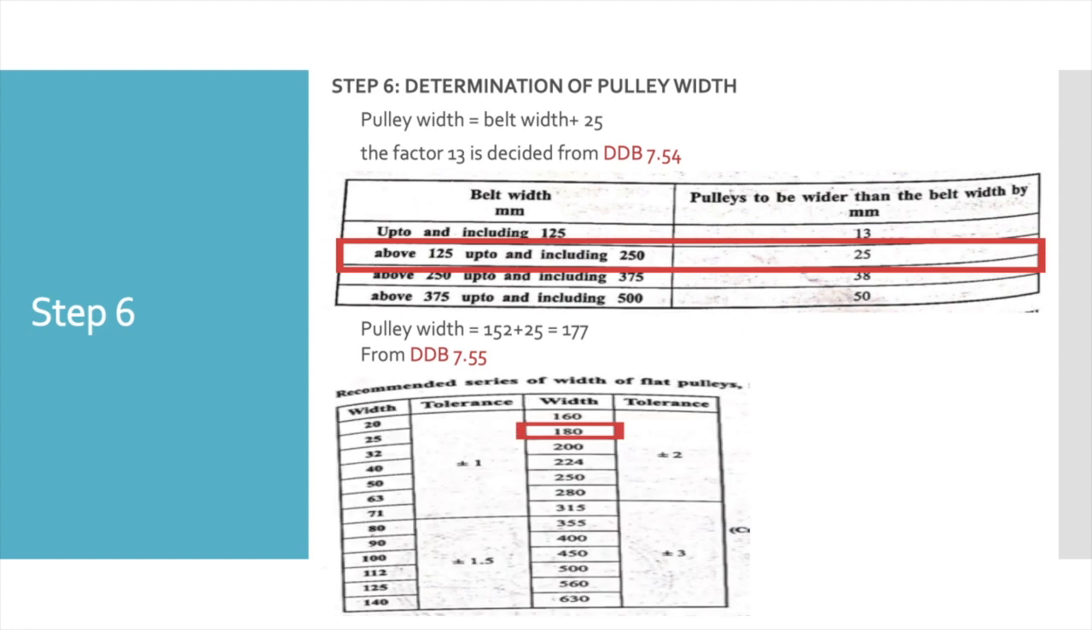And again, what we calculated is not a recommended value. We have to choose a recommended value from the design data book, and on page number 7.55 you can see the recommended series of widths for flat pulleys. The recommended value nearest to 177 is 180. So from the table the recommended value of the pulley width is 180 mm. The last design procedure is the calculation of the length of the belt.